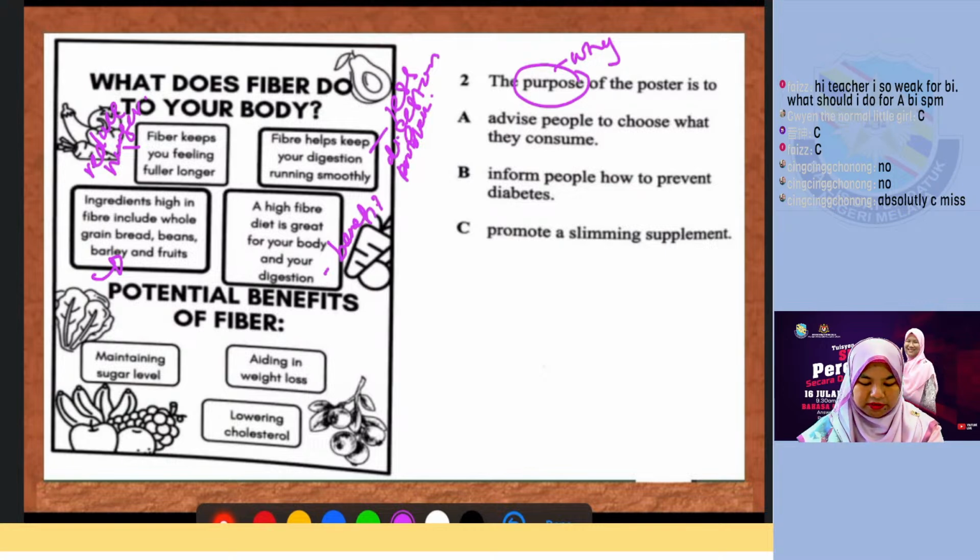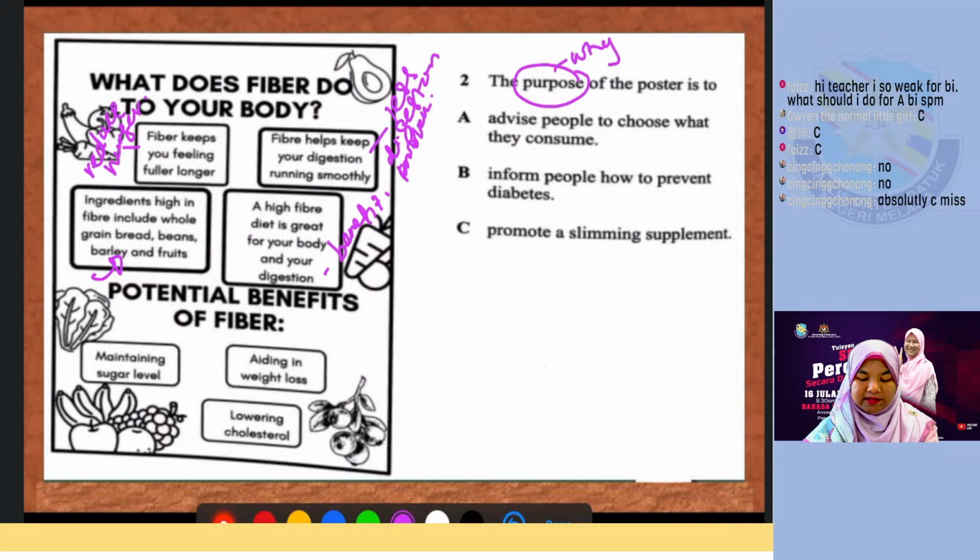Potential benefits of fiber, another potential. Yes, you are correct. Potential benefit of fiber: aiding in weight loss. Yes, it might help you to lose some weight, because it helps you to feel full longer. And it also might help you in maintaining your sugar level, as well as lowering your cholesterol. So we have read the question and also the text.